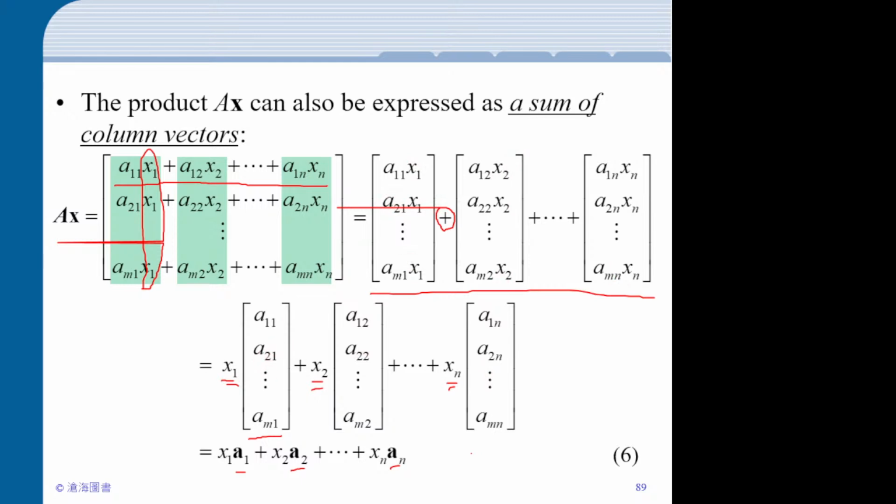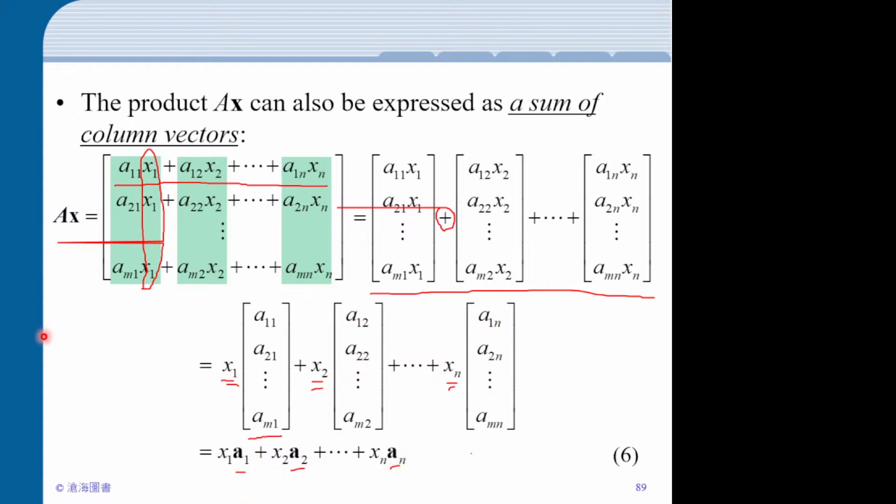So we can take all the xi here. It's x1 times this a11, a21, to an1, and so on, all the way to xn times a1n, a2n to ann. And what are those a vectors? This is actually the first column of A, and this is the second column of A, and this is the third column of A.